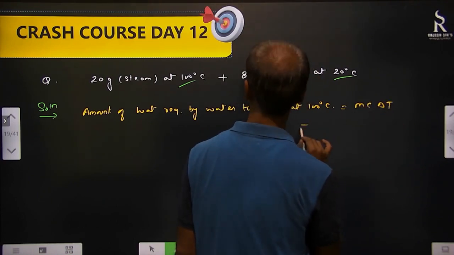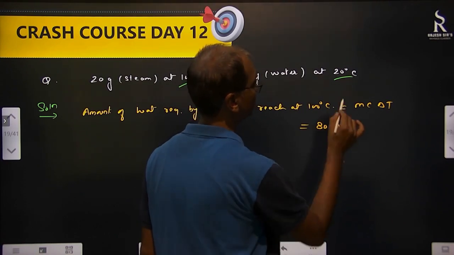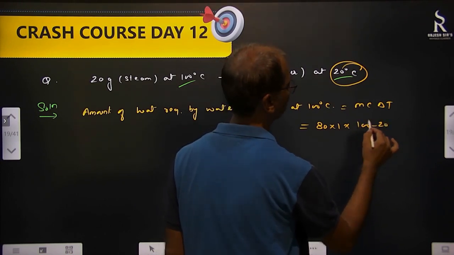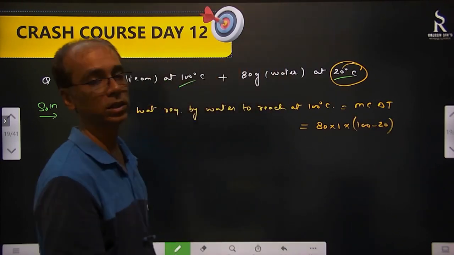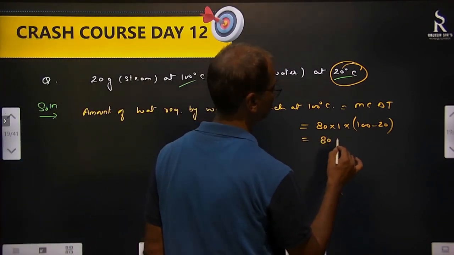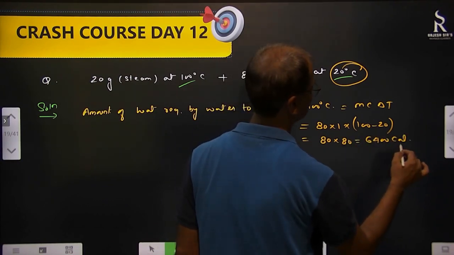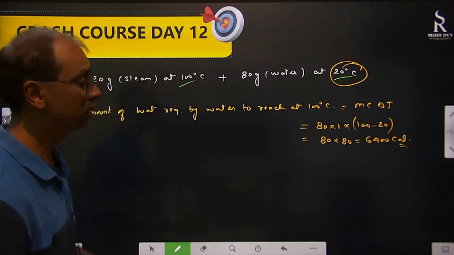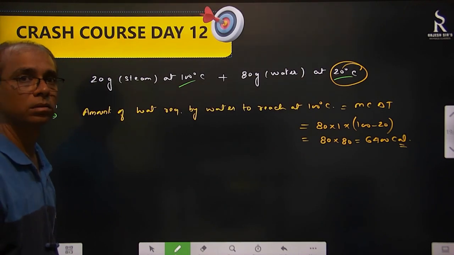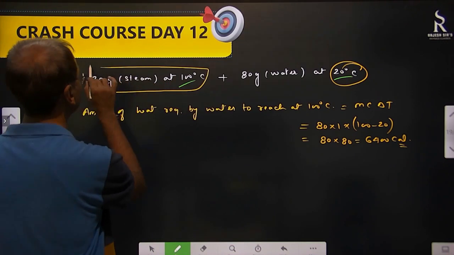What is the mass of water given? Mass of water is 80. Specific heat is 1. And change in temperature? You want to take it to 100, from 20. So change in temperature is 80. So 80 into 80, how much? 6,400 calories. That much the water requires. How much does the steam have? That we have to see, right? So how is steam going to give this much heat to water?